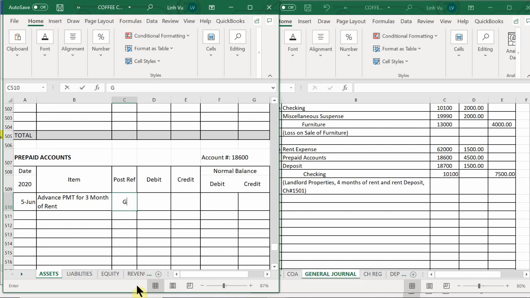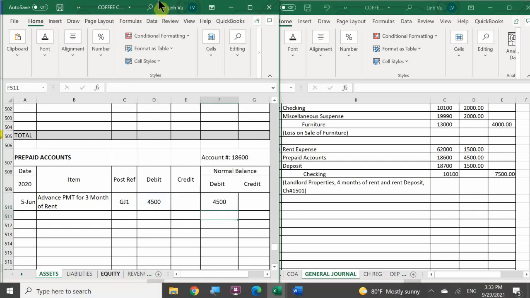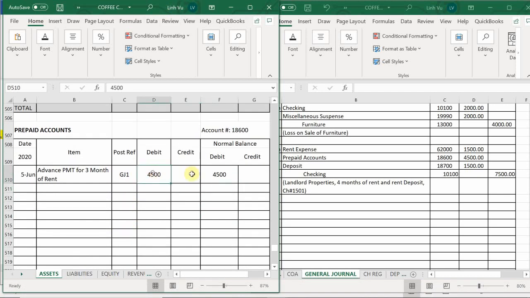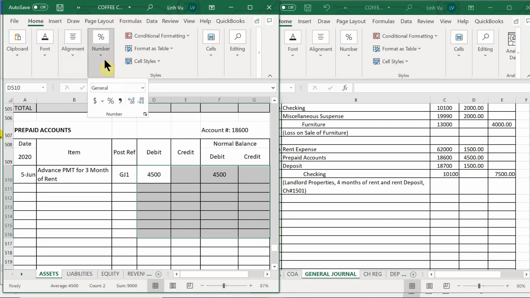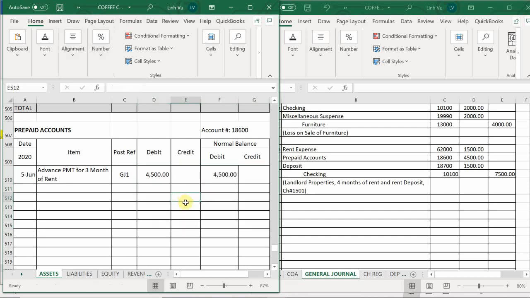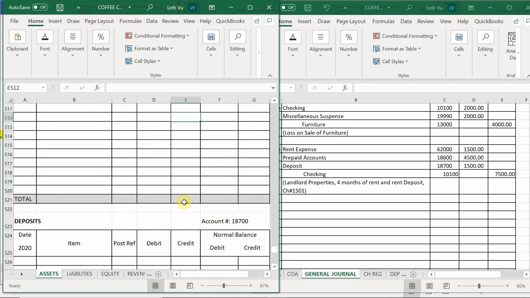General journal number 1. How much did I pay? 4,500, which again is my account balance. So that's what my balance is going to be: 4,500. Some accounts you're going to use just one time, right? Yes. You keep it open. You don't close the account.